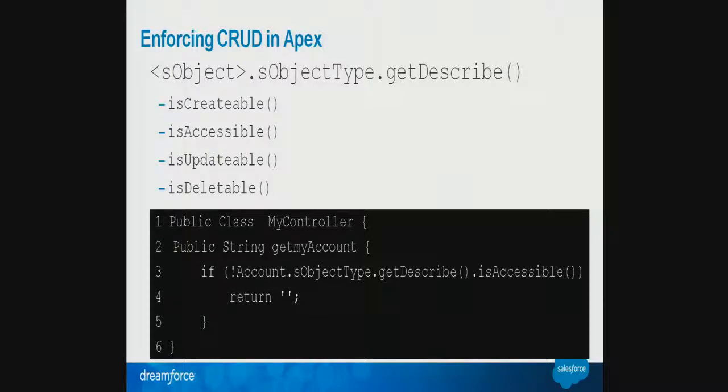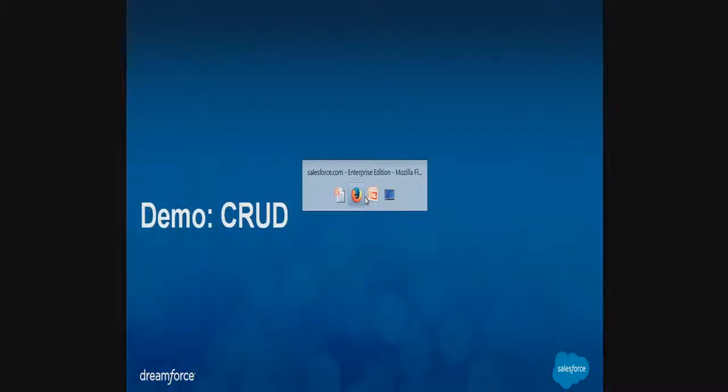To enforce CRUD in Apex, you take your sObject, call sObjectType and getDescribe, and then you can check if it is creatable, accessible, updatable, or deletable. Here we've got a sample controller class which is getting an account, and it's going to check if the account's objectType.getDescribe is accessible. If it's not accessible, it will return nothing. This is just an example of how you would invoke these methods in Apex. So with that, we'll take it to a demo.